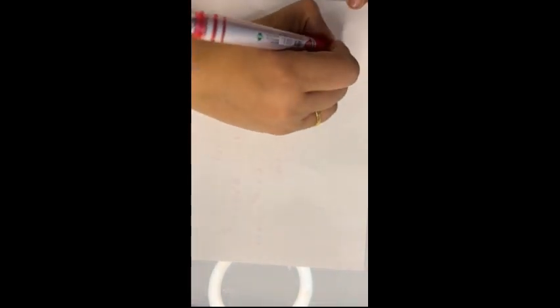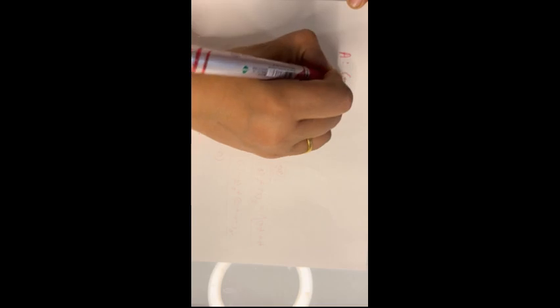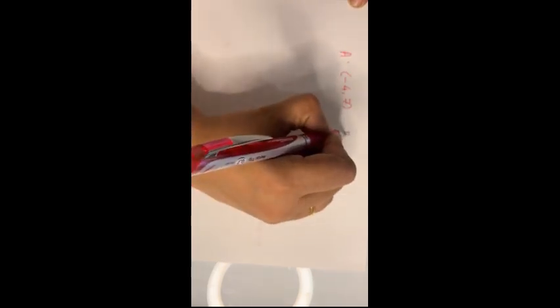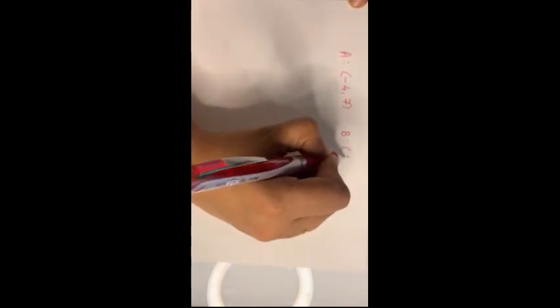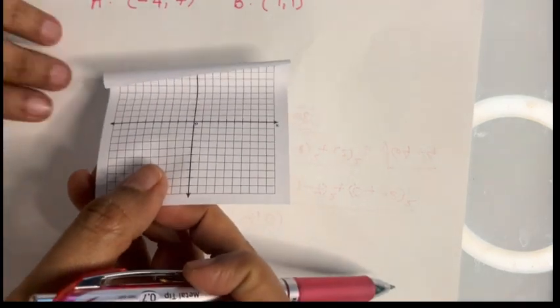Let's find the midpoint if you are given two endpoints, and this time we are going to graph it. So let's say the two endpoints are negative 4 comma 7, and the other endpoint is 1 comma 1. What is the midpoint? We are going to graph this one.